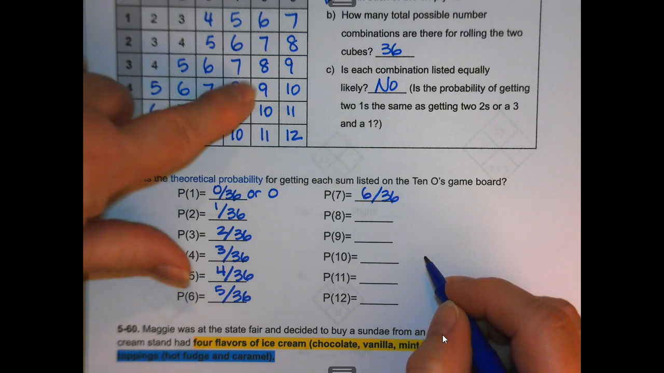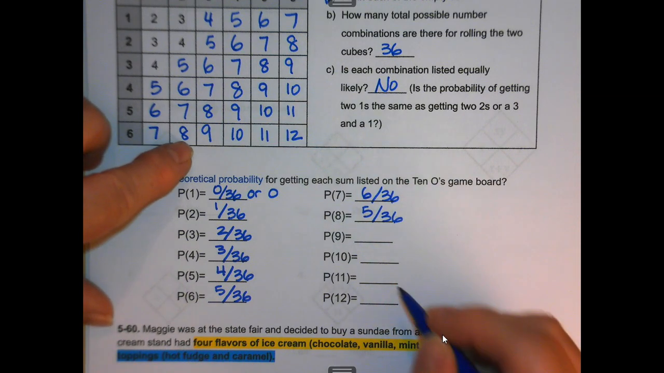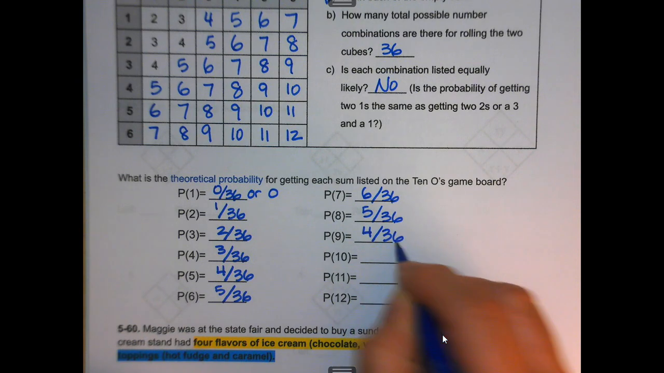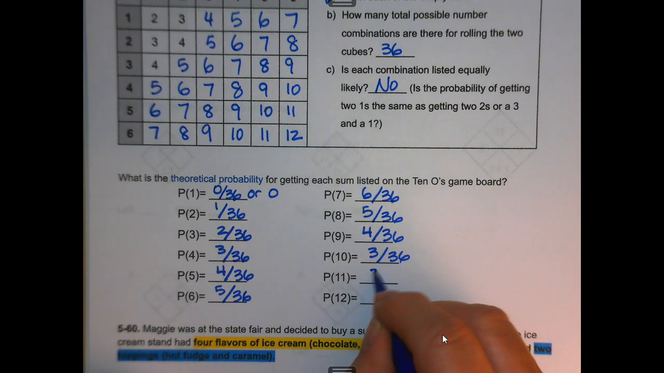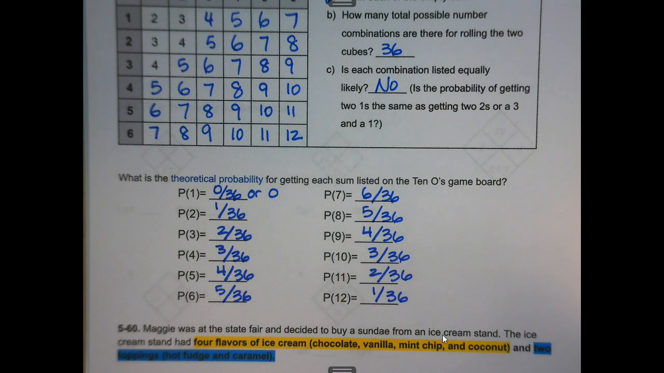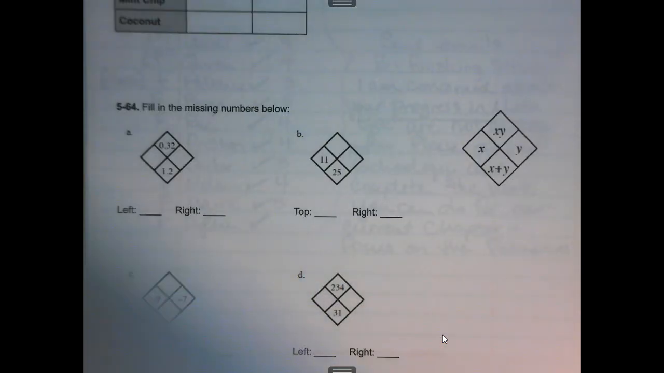8 is 1, 2, 3, 4, 5. 9s is 1, 2, 3, 4. 10s, we have 3. 11s, we're back to 2. And 12s, there's only one chance out of 36. Can you reduce these? Absolutely. I chose to leave them all the same. It's a little bit easier to compare them when they all have the same denominator. All right, moving to the next problem that we are going to go through together.